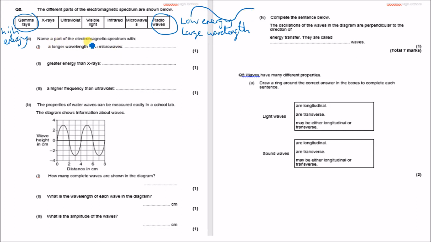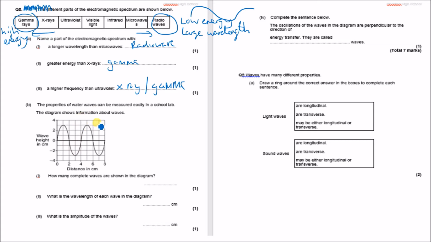Right, so name a part of the electromagnetic spectrum with a longer wavelength than microwaves. Well, longer is that way, so that must be a radio wave. A greater energy than X-rays, well, these have got the highest energy, so that means it's gamma. A higher frequency than ultraviolet, well, that would be either of these two, because the frequency, the number of waves as you go this way, gets greater and greater. So that could either be an X-ray or a gamma ray.